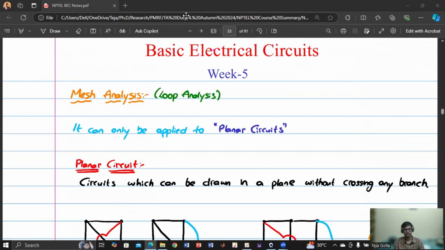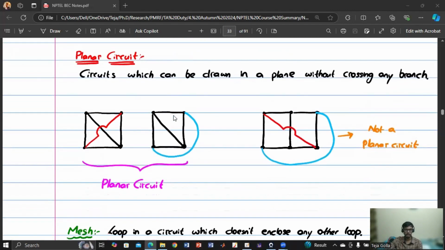In week 4 we have discussed nodal analysis. In week 5 we have discussed mesh analysis or loop analysis. First we have seen that it can be applied to planar circuits only. What are planar circuits? Any circuit which can be drawn in the plane without crossing any branch. If you cannot draw the circuit without crossing a branch, then it is not a planar circuit and you cannot apply mesh analysis.